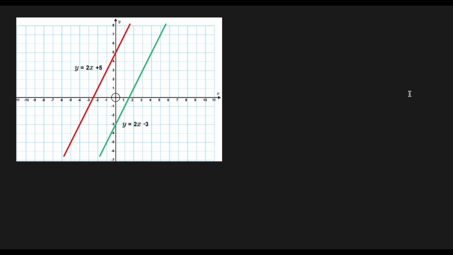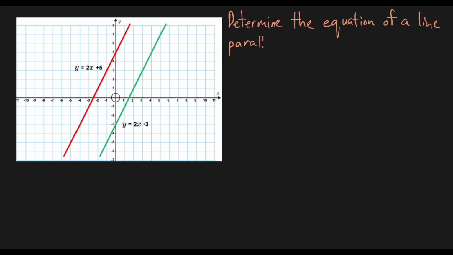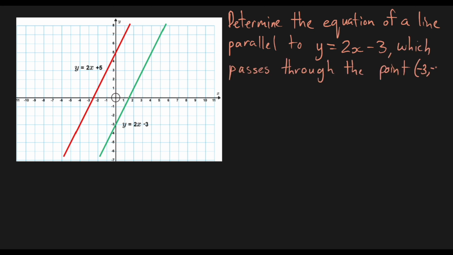Alright, so let's check it out when it's parallel. Okay, so we have two parallel lines here, and I'll do a question from this so you could visualize it when you complete it. So determine the equation of a line parallel to y = 2x - 3, which passes through the point (-3, -1).